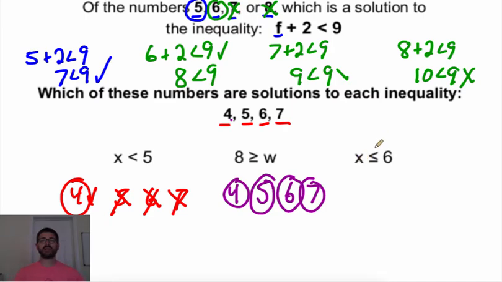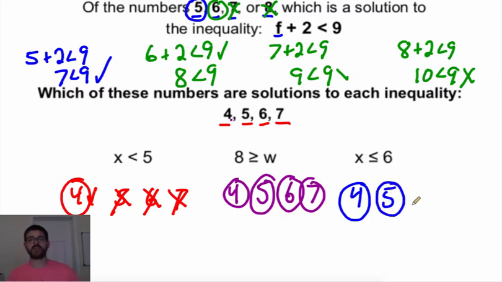So in this case, all of those numbers happen to be solutions. So next one, x is less than or equal to 6. So try 4. Is 4 less than or equal to 6? Yeah, it's less than 6. Then we do 5. Is 5 less than or equal to 6? Yep, 5 is less than 6. Is 6 less than or equal to 6? This one's tricky. No, 6 isn't less than, but I'm also okay with it being equal to. Yeah, 6 is equal to 6. And then 7. Is 7 less than 6? No. Is 7 equal to 6? No. So in this case, 4, 5, and 6 are solutions. There are numbers I could plug in that would make that inequality work.